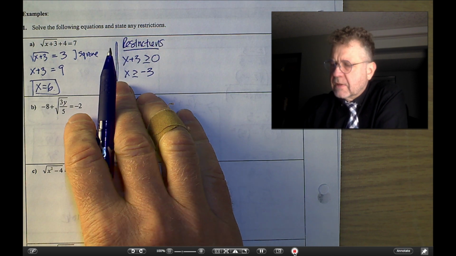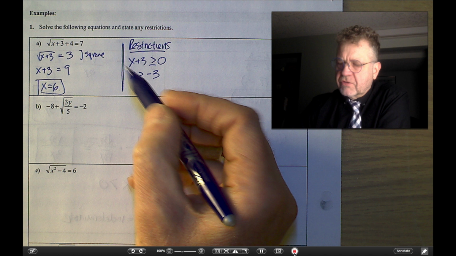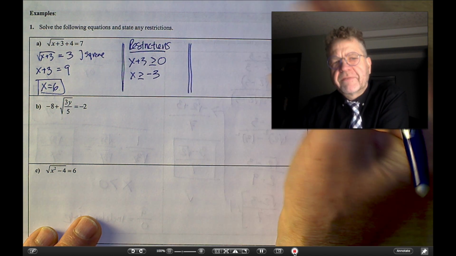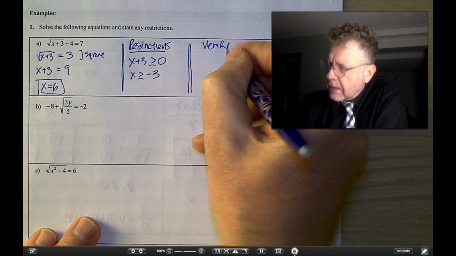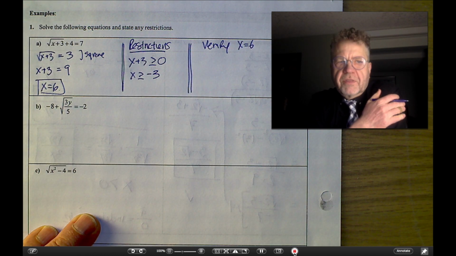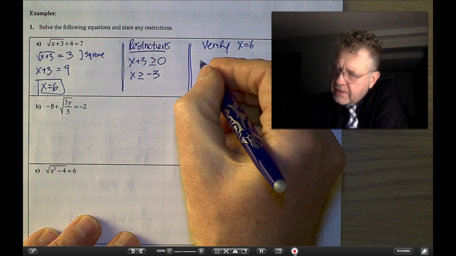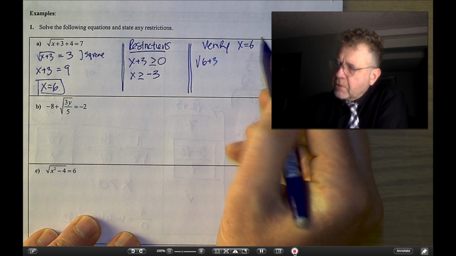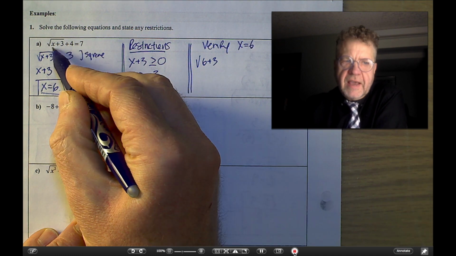Cool. All right, so let's do one more step. We think we have the right answer. It certainly meets our definition of the restriction. Let's just verify. Now what we're going to do is verify x equals 6, and we're going to compare the left side of the equation with the right side of the equation. So what we're going to have is square root of 6 plus 3. What we're doing is substituting x equals 6 wherever you see x over here.